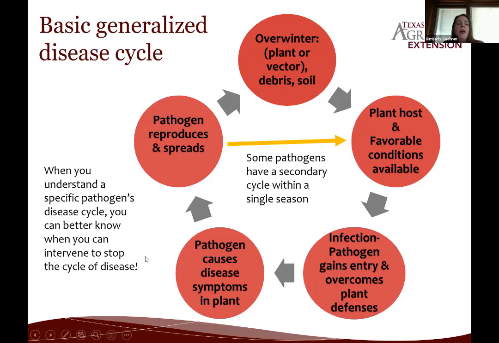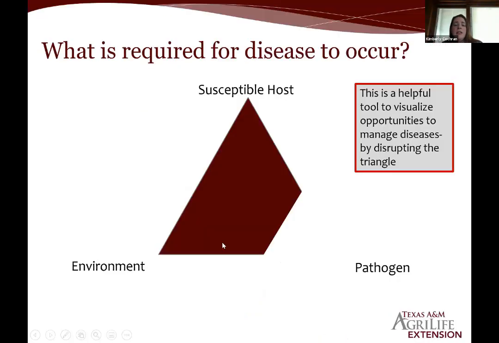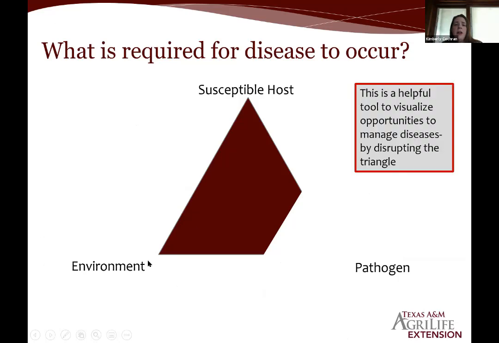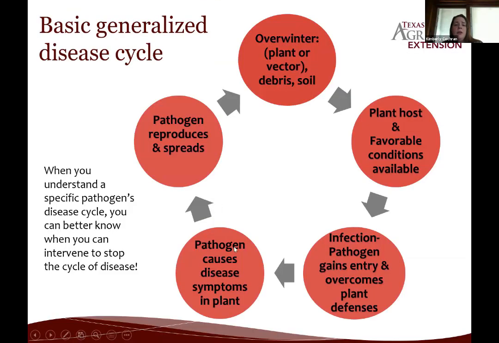And I like to include this because when you understand a specific pathogen's disease cycle, you can, with some practice, better understand when you can intervene to stop this cycle of disease. So on our last slide, we looked at the things that we can manipulate to stop a disease epidemic: a plant host, the pathogen, or the environment. And this shows you the disease cycle and gives you insight into opportunities of when in the cycle you would want to stop it.